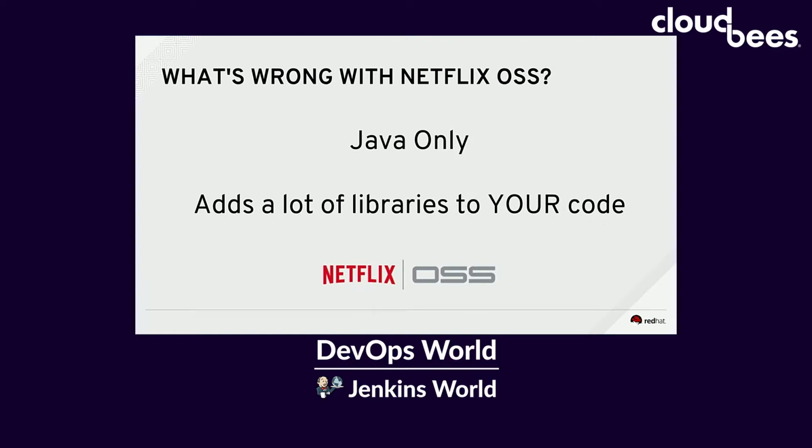So if you're writing in Python, you go and look for Python modules that implement some of these functionalities like circuit breaking or externalized configuration. In some cases, you find them. There's a random smattering for Python. There's some for Node.js. There's some for .NET.